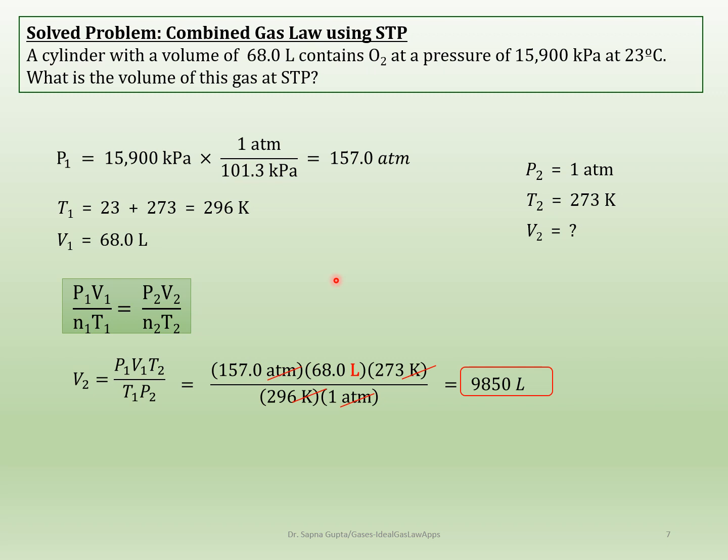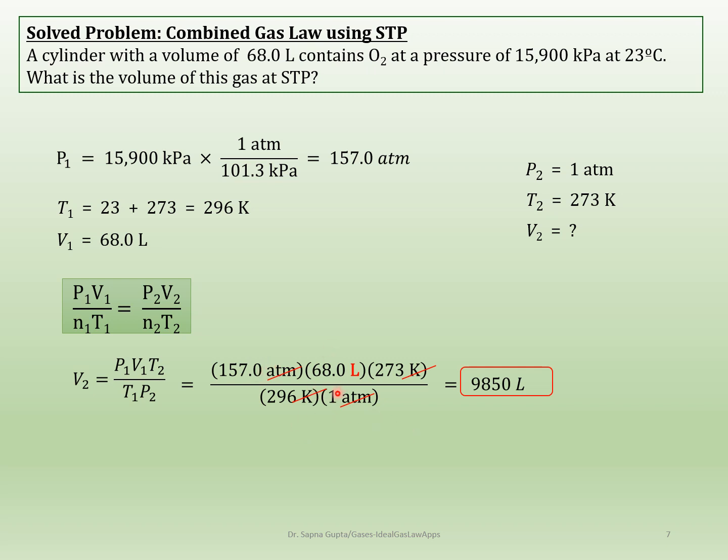So whenever you see something like an initial and a final, or different sets of conditions, then make sure you're using combined gas law. Okay, so which is this then, and then you go ahead and figure out what you need. So you're trying to find out the volume at STP. So STP conditions are 1 atmosphere and 273 Kelvin. Okay, and the volume for that would be then 9,850 once you do the calculations.